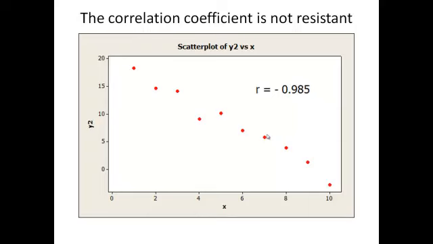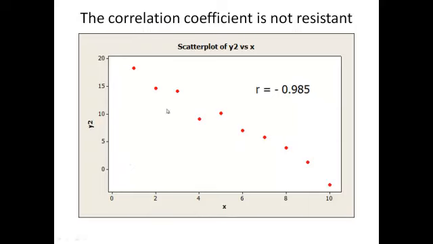So here's another small data set. I've got an x and a y variable. We can look at the scatter plot and the correlation coefficient and say that there's a very strong negative linear relation between x and y. The correlation coefficient is essentially -0.99, almost -1. So it is an extremely strong negative linear relation between x and y.